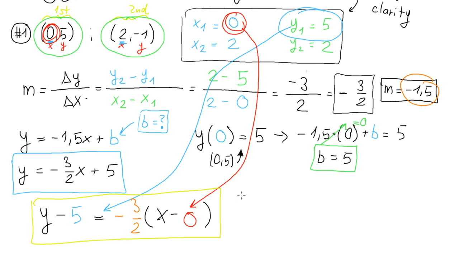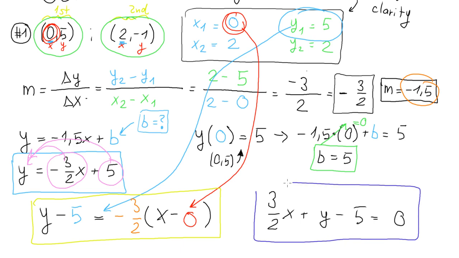And just for clarification, the standard form we would get by moving the minus 3 halves x and also the plus 5 onto this side. So the standard form would look something like this: 3 halves x plus y minus 5 equals 0. This would be the standard form. However, it is less commonly used in, let's say, the first lessons of linear equations.